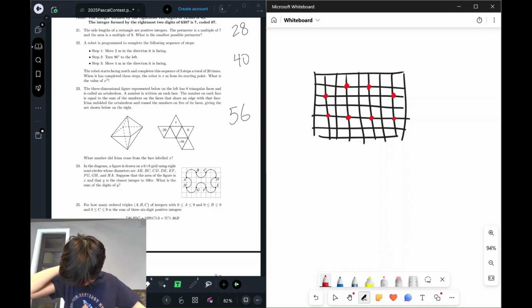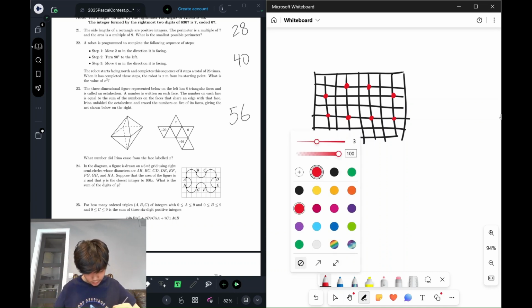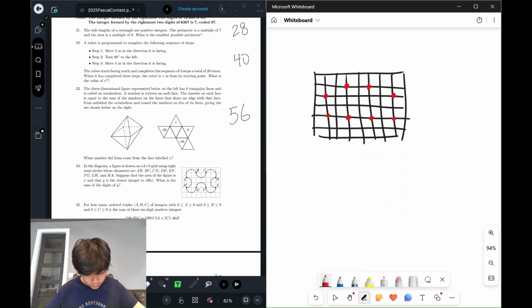We want the area of the figure bounded by all of these semicircles. So we have this semicircle, this semicircle, this semicircle, this semicircle, this semicircle, this semicircle, this semicircle, and finally this semicircle.